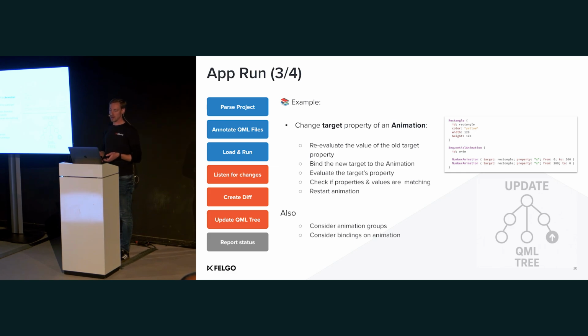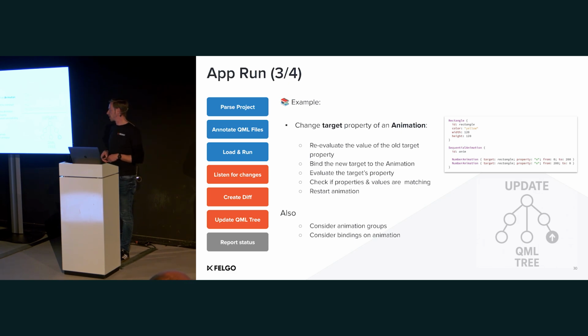We need to evaluate the old target's property to the new target's property. And then we also need to check if the properties and the values are actually matching, so we can apply the hot reload if the types are matching. And last but not least, we also need to restart the animation if it was running before.